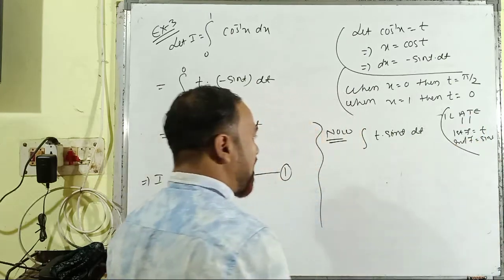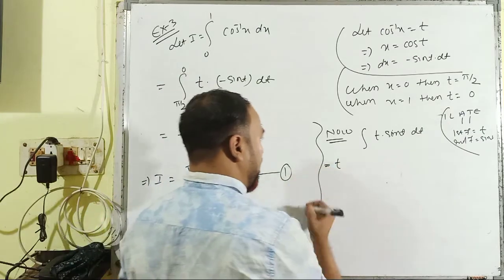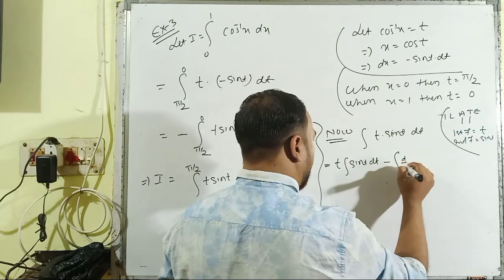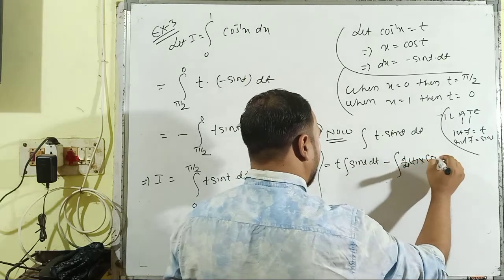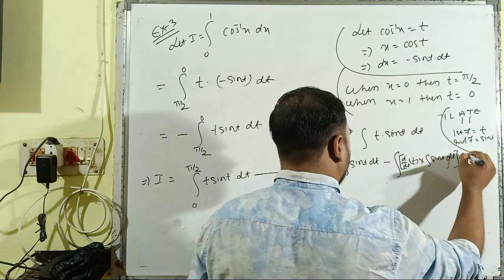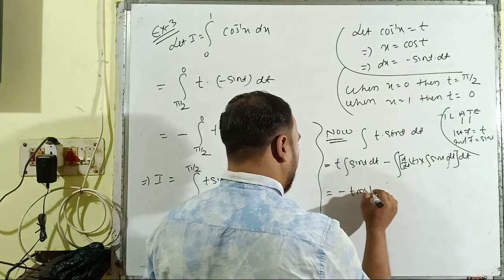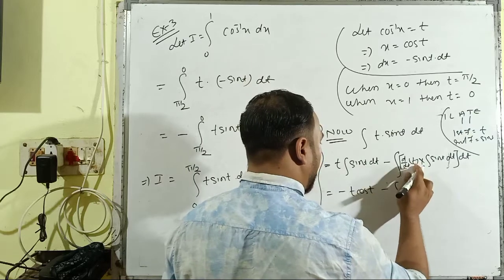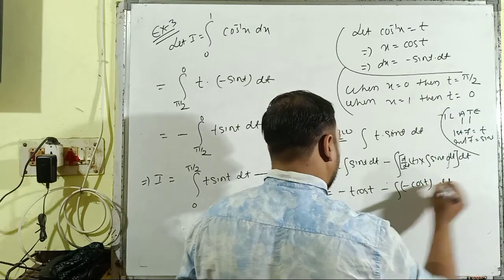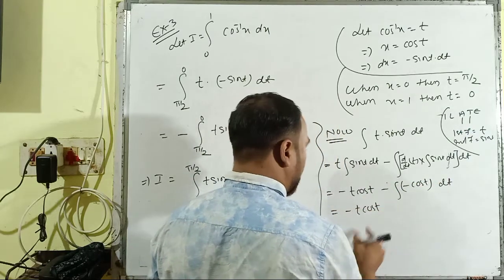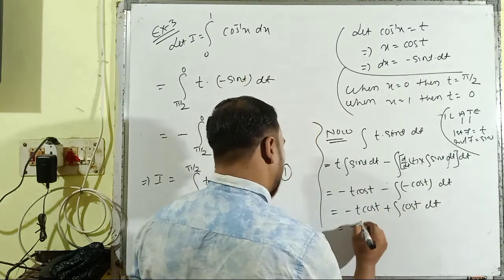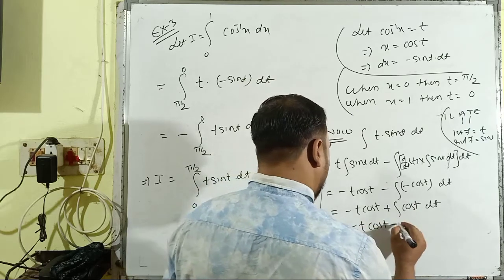So by using the by parts method, we can have t times the integral of sin t dt, minus the integral of the derivative of t times the integral of sin t with respect to t. That means it is minus t cos t, then minus the derivative of t with respect to t, which is 1, times minus cos t dt. Then it is minus t cos t, minus into minus is plus, the integral of cos t with respect to t. Then it is minus t cos t plus sin t.